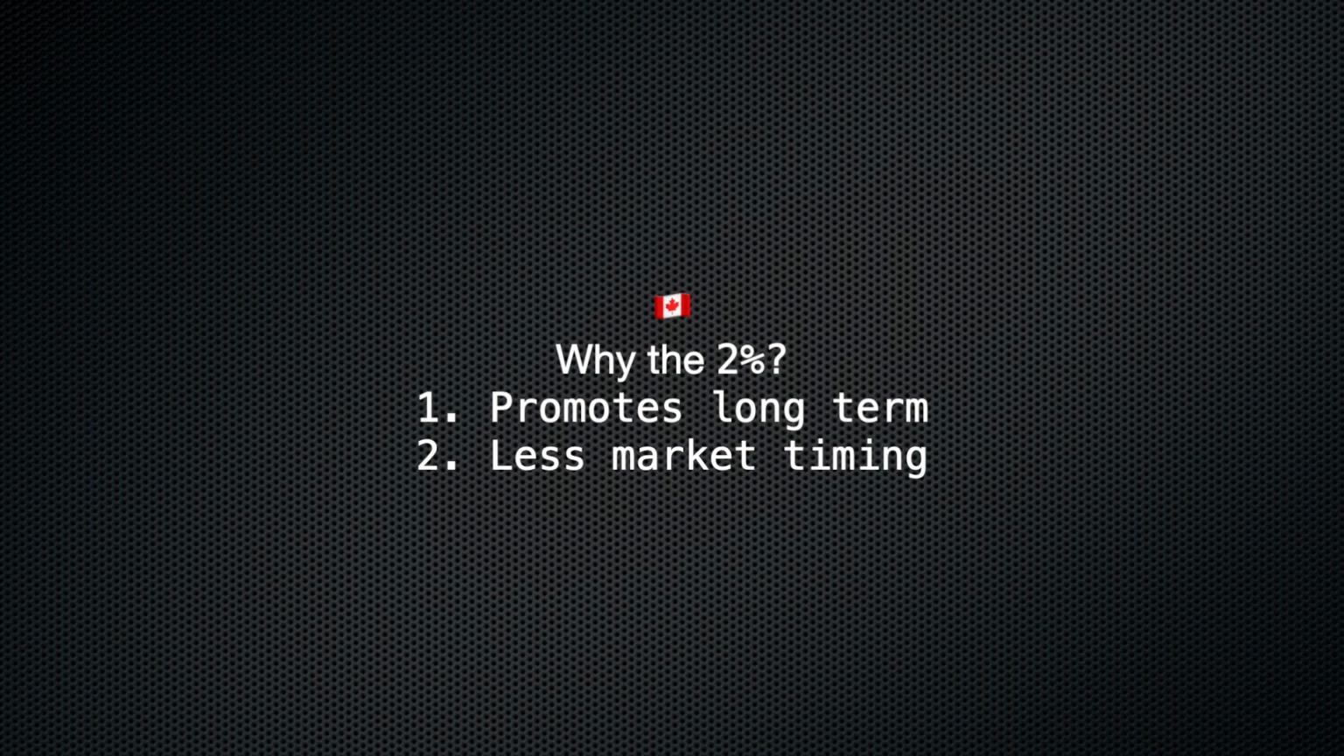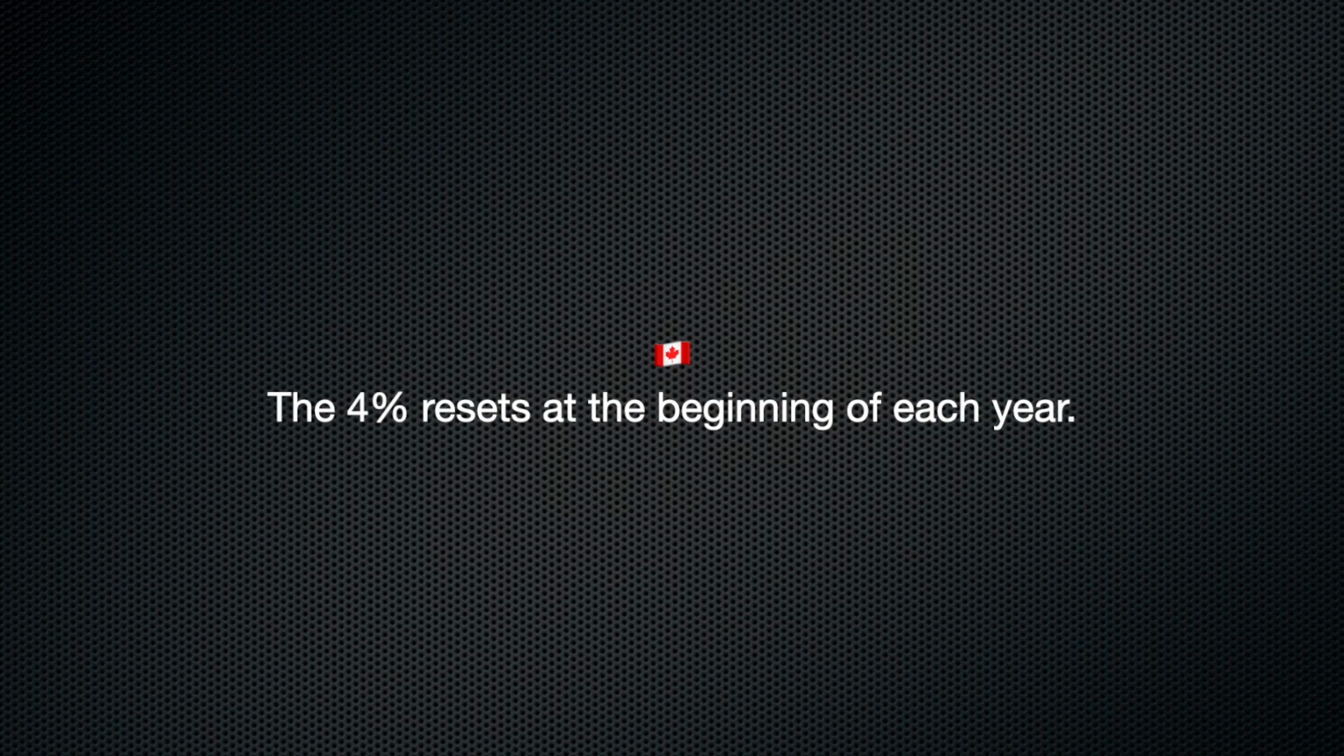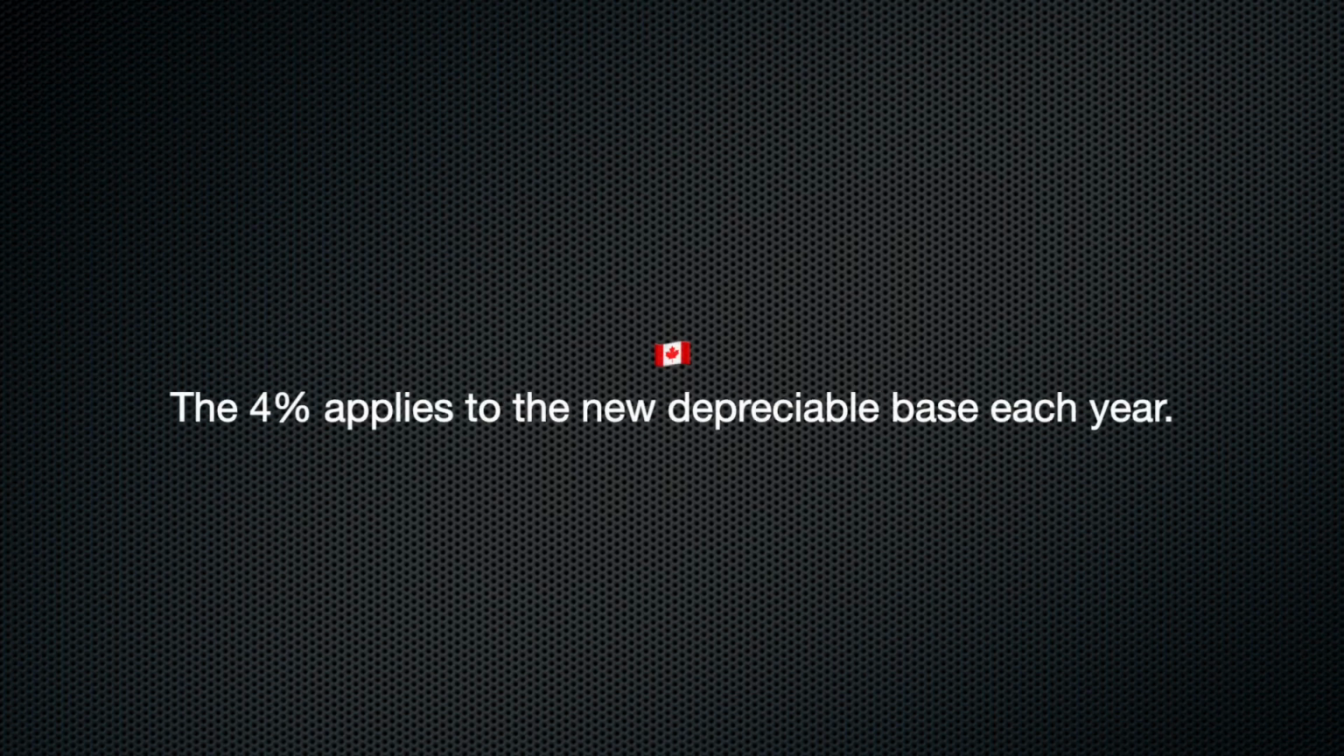2. The 2% rule allows for less timing of the market. Since the normal 4% depreciation applies at the beginning of each year, an investor can buy a property in the last days of the year, get the 4%, then get another 4% a few days later. So, the 2% rule mitigates the perks of timing the market. Don't forget that the 4% each year applies to the previous year.